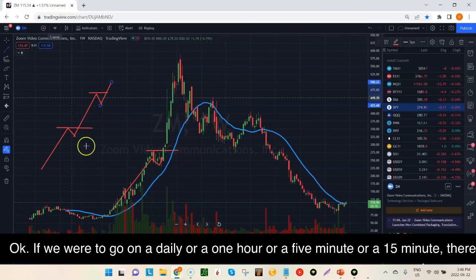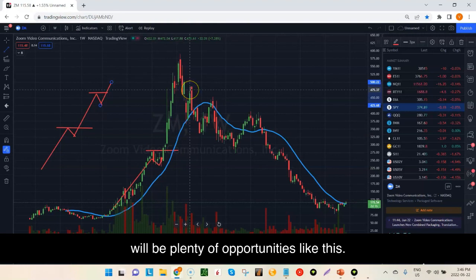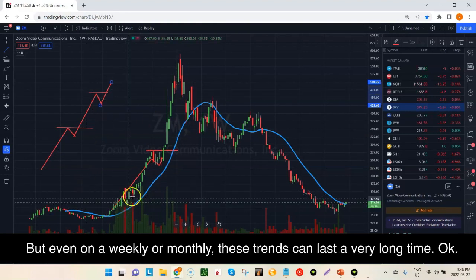And usually, every candle here that you see is a week long, because I'm on the weekly. Okay. If we were to go on a daily or a 1 hour or a 5 minute or 15 minute, there would be plenty of opportunities like this. But even on a weekly or monthly, these trends can last a very long time.